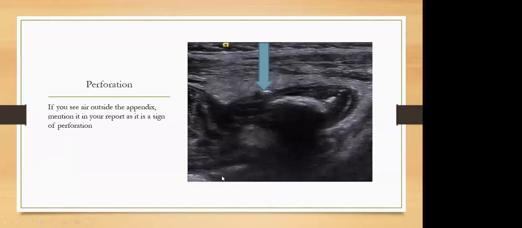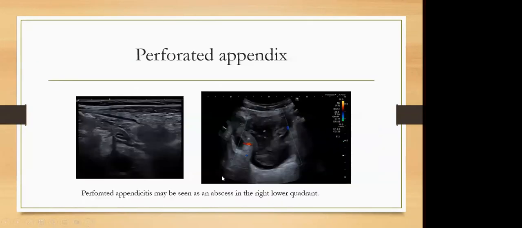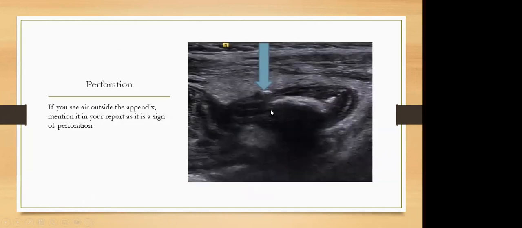Sometimes you may not see a clear collection like this one. You may see appendicitis, but try to look outside it. You may see air outside the appendix. You have to include it in your report because that's a sign of perforation.